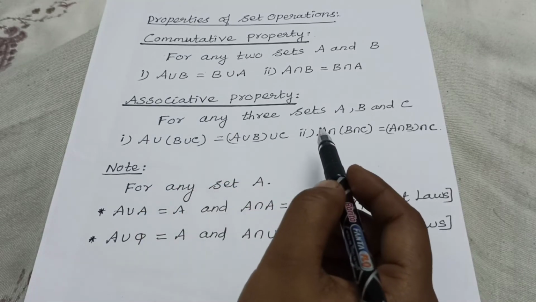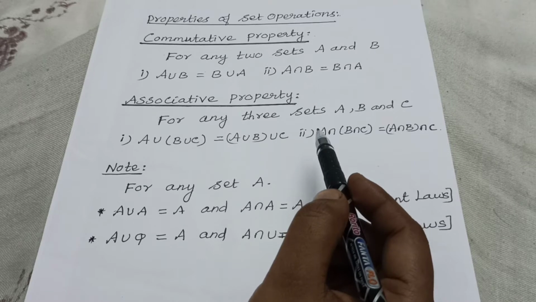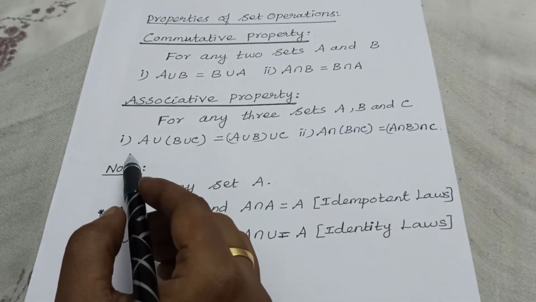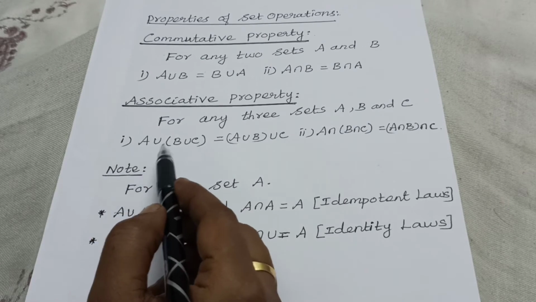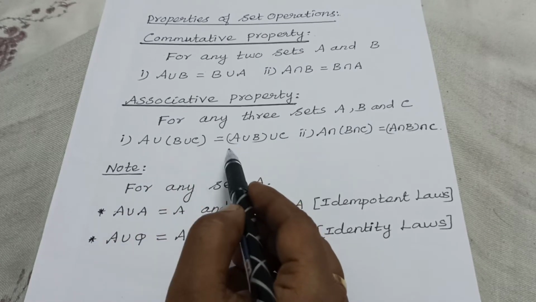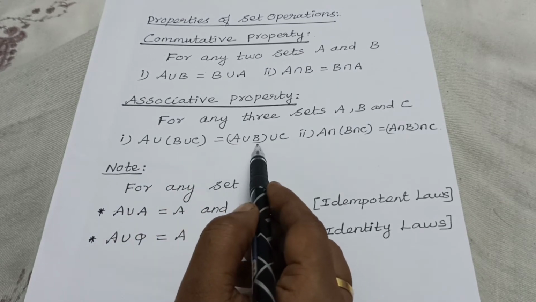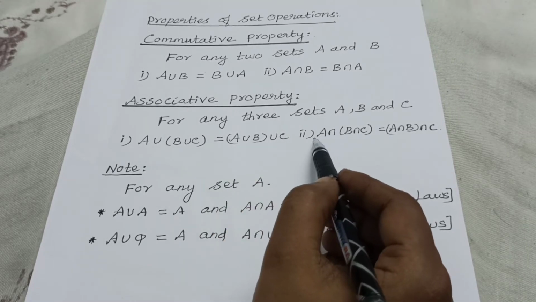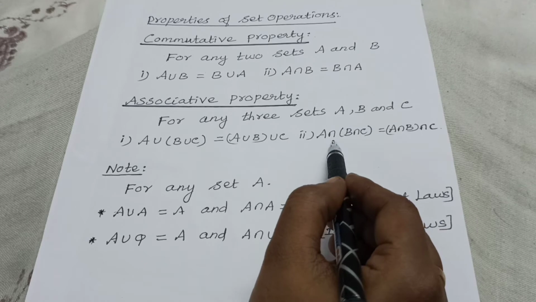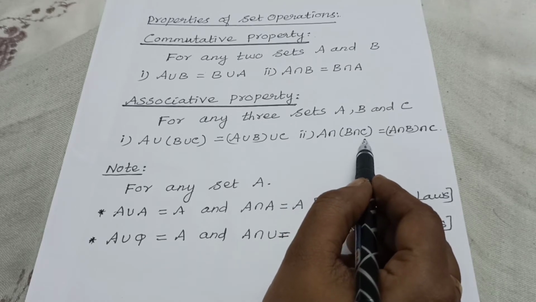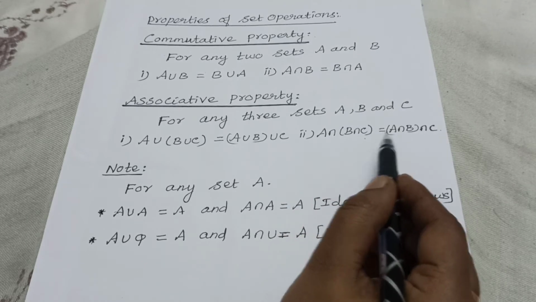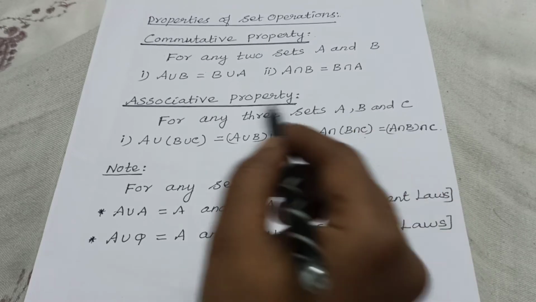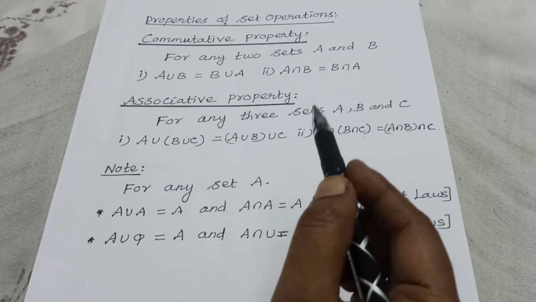For any three sets A, B, C. A, B, C, three sets means, first one, A union (B union C) is equal to (A union B) union C. Then second one, A intersection (B intersection C) is equal to (A intersection B) intersection C. Like this we have to check.